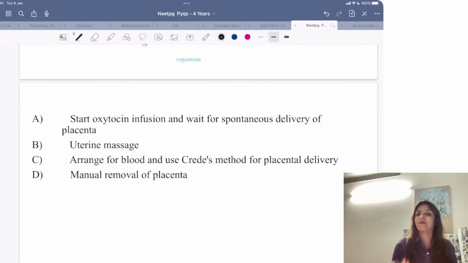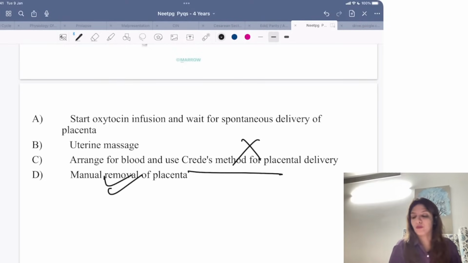Uterine massage at this point is not going to help. I'm going to remove the placenta and then I'm going to do uterine massage. Arrange for blood and use Crede's method. Crede's method is no longer done. I'm going to go for manual removal of placenta. Clear to all of you?